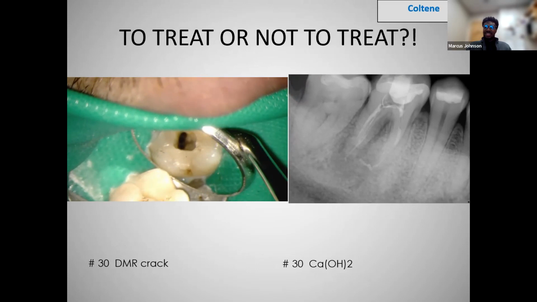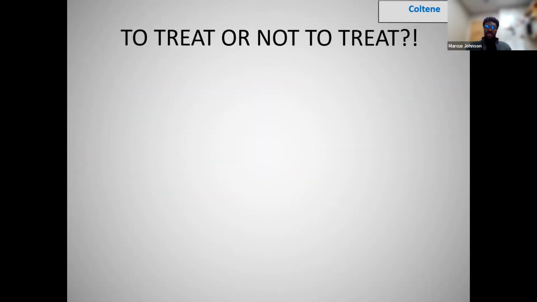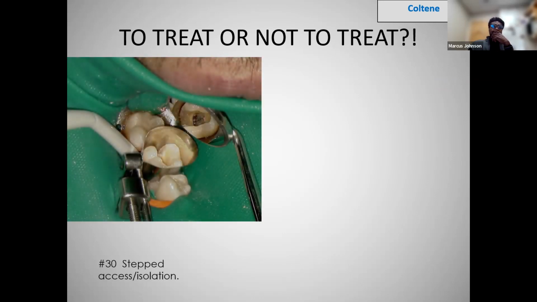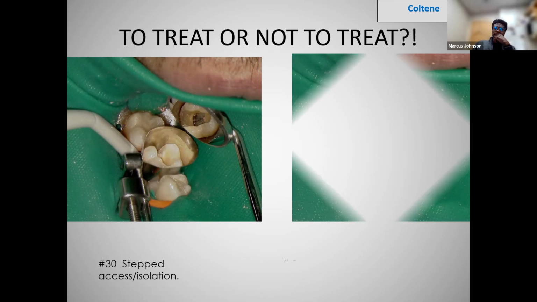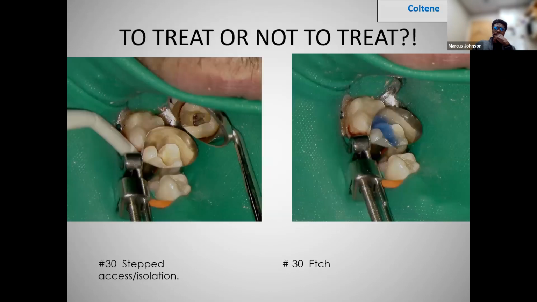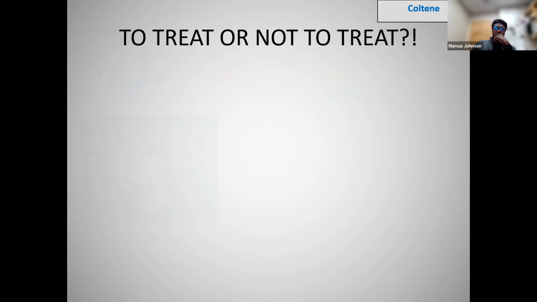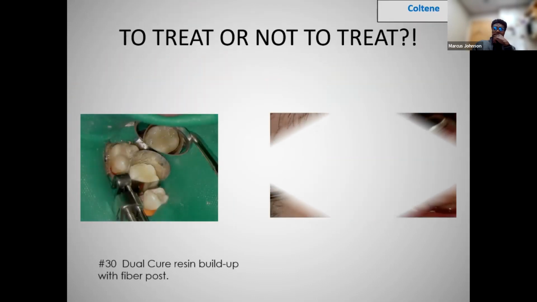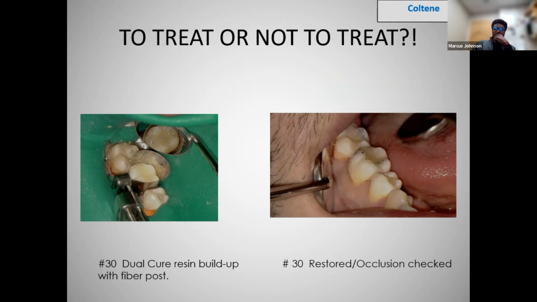You can get necrosis of tissue down there, but in this case, nothing like that happened. But always warn the patient they may have a little bit more stormy post-operative recovery, but a little expression of the calcium hydroxide is not the end of the day. Again, there's my basic Tofflemire. Stepped isolation and access. Etch. Let's see, is there etch? Dual cure. Check occlusion.